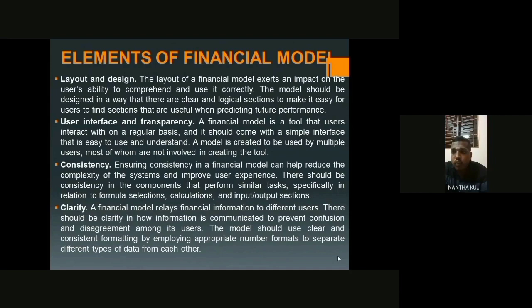Okay, the last one is clarity. Financial model relays financial information to different users. There should be clarity in how information is communicated to prevent confusion and disagreement among its users. The model should use clear and consistent formatting by employing appropriate number formats to separate different types of data from each other.